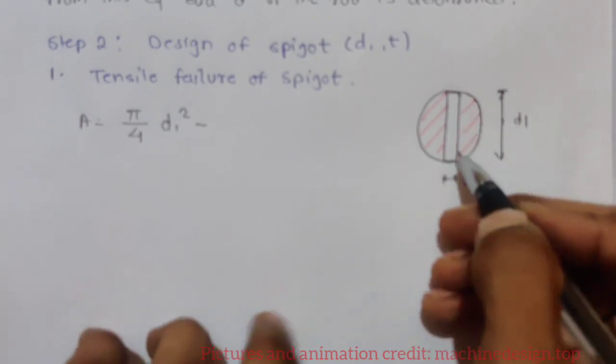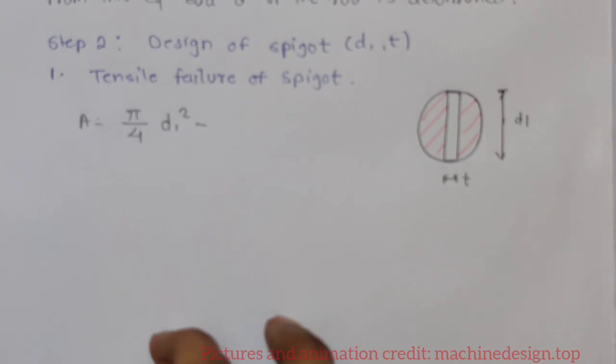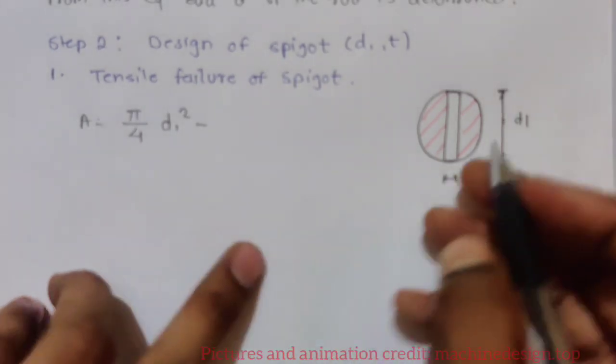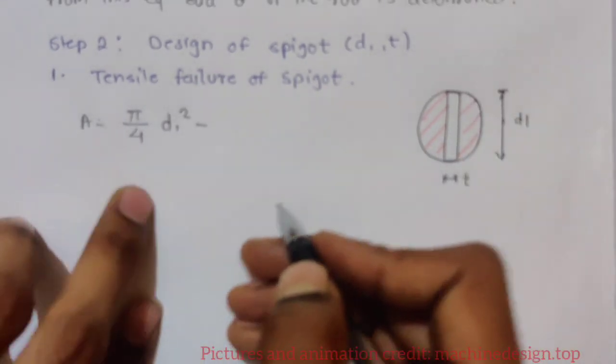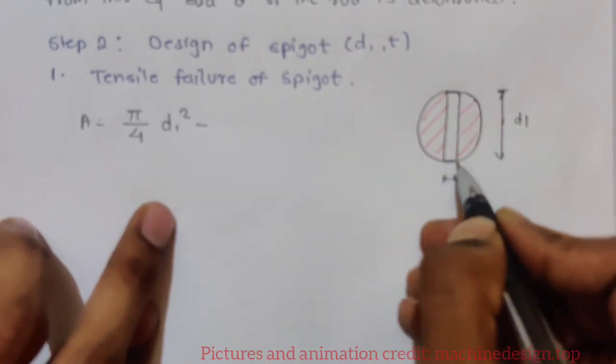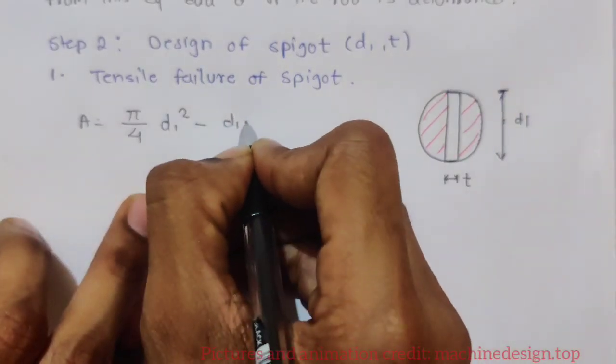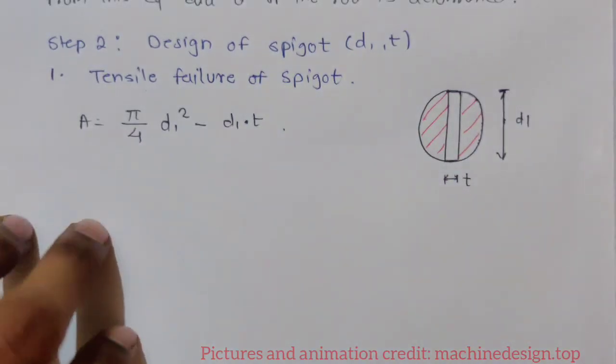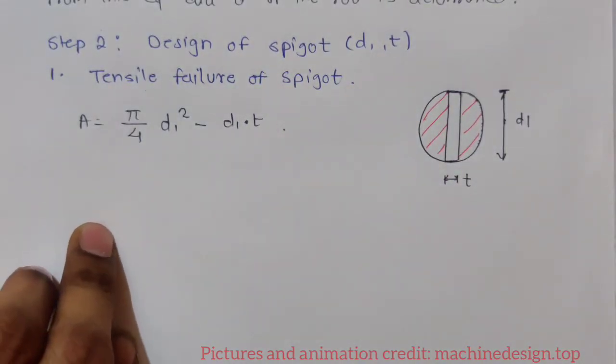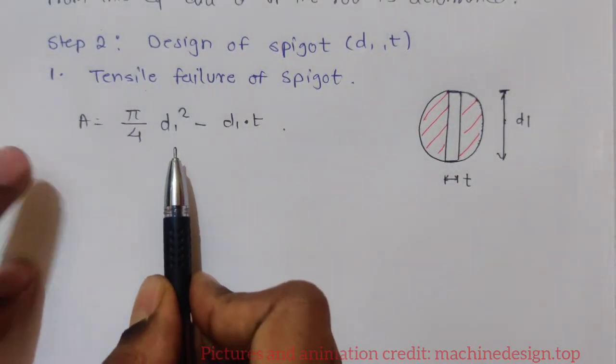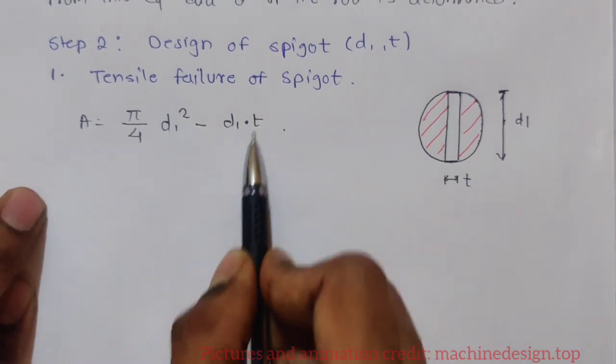Length into side, you can say length into breadth, or one side into the second side. So one side is d1, second side is t. So it is d1 into t. Now see, here we have two unknowns. d1 is also unknown, t is also unknown.